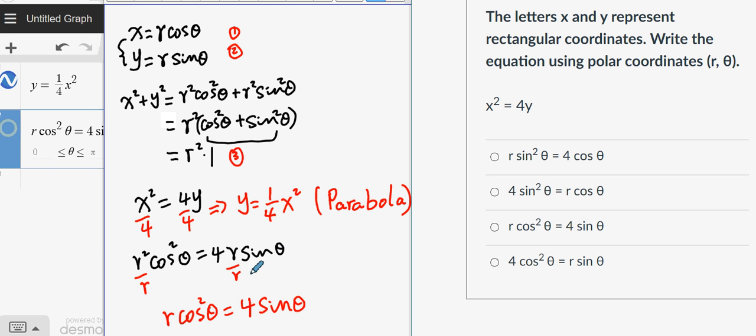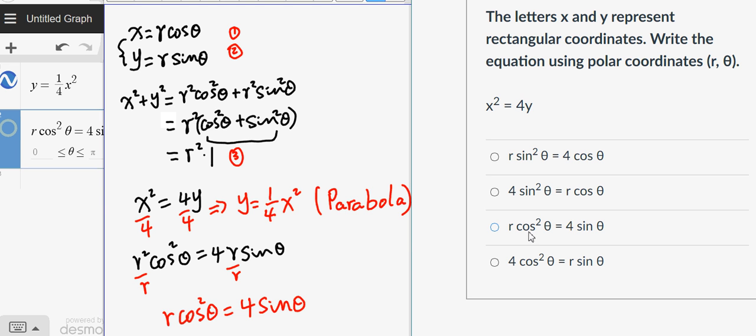Since both sides have an r, you divide by r on both sides. You have r times cosine squared theta equals 4. This r cancelled, and that will be sine theta. So this will be the polar equation corresponding to x squared equals 4y. That would be the one right here.